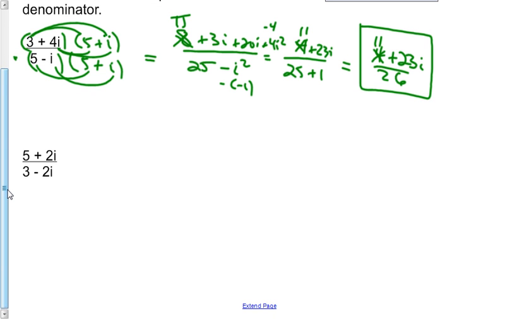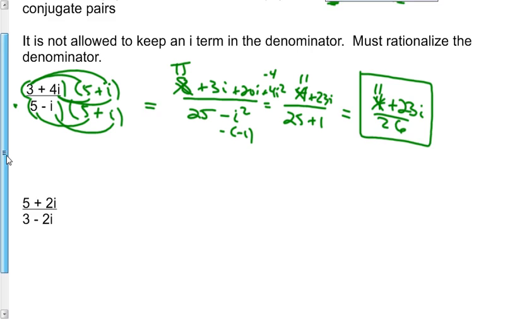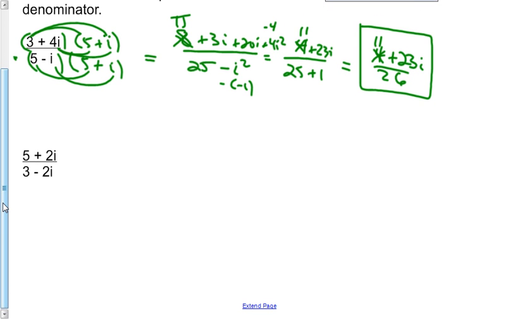All right, down here, let's do one last question. I believe this is our last one. Yeah, one last question just to make sure we're on track with the conjugates. 5 plus 2i over 3 minus 2i. Conjugate pair to 3 minus 2i is 3 plus 2i, and then 3 plus 2i on the top as well. Remember, whatever you do on the bottom, you have to do on the top.